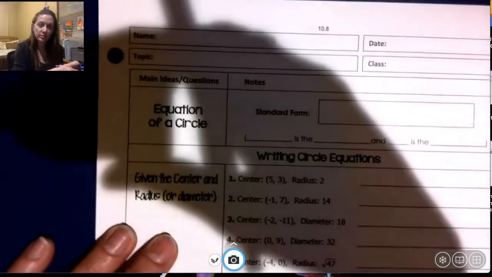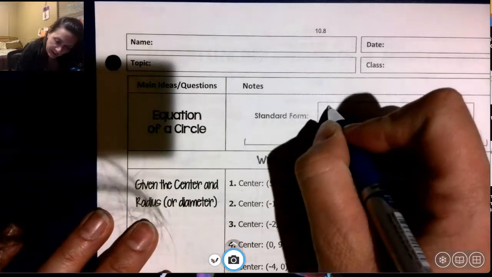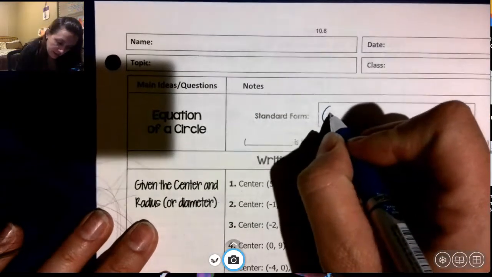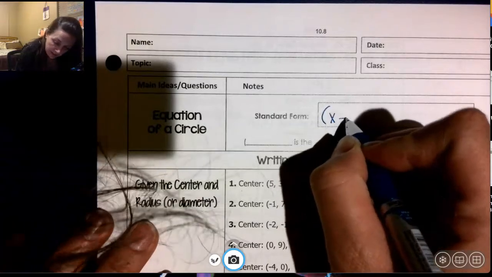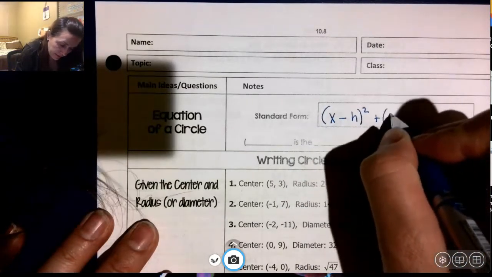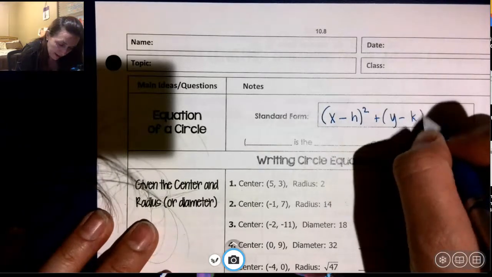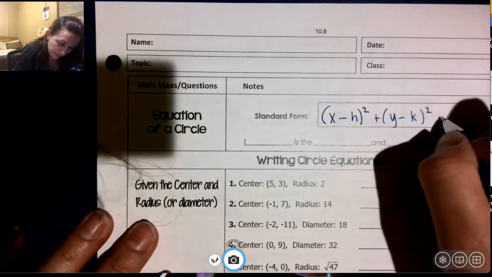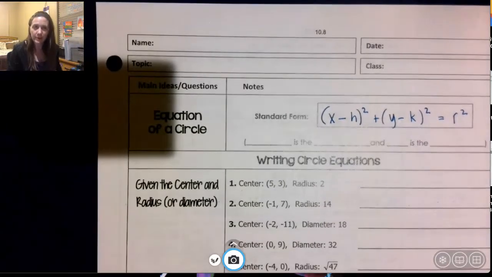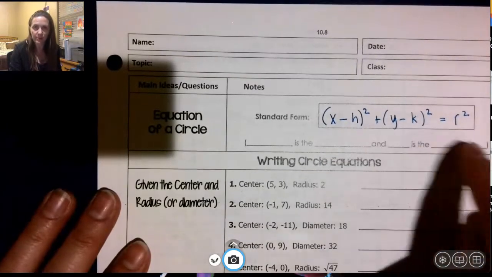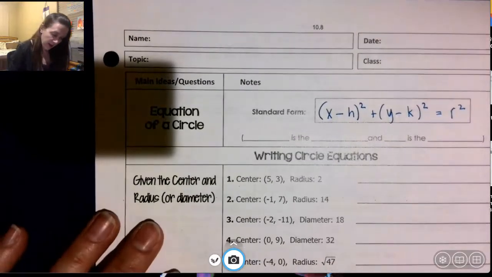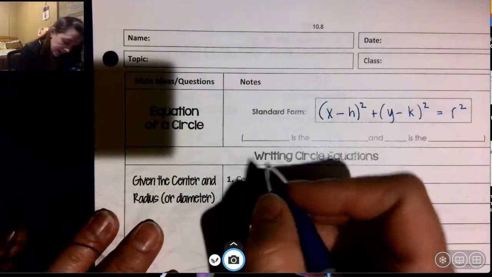So our equation of a circle is actually going to be kind of like the Pythagorean theorem, except that you have the center. (x minus h) quantity squared plus (y minus k) quantity squared equals the radius squared. A little bit like the Pythagorean theorem, a squared plus b squared equals c squared, but not exactly the same. h and k are considered the center.